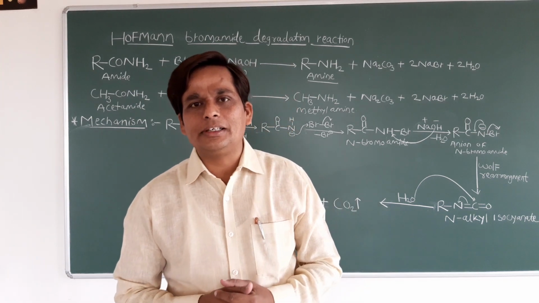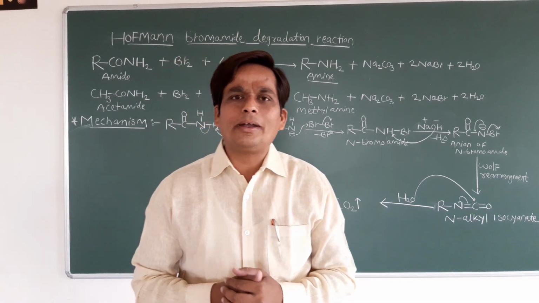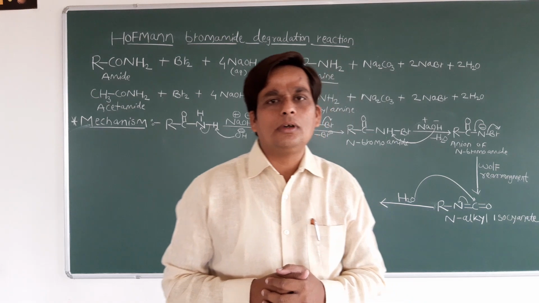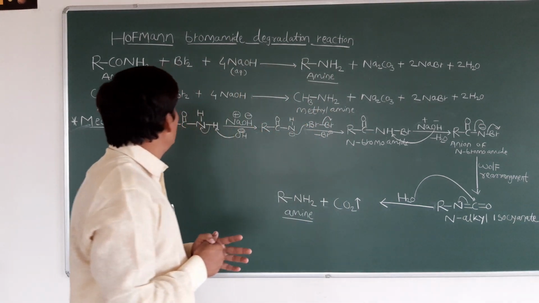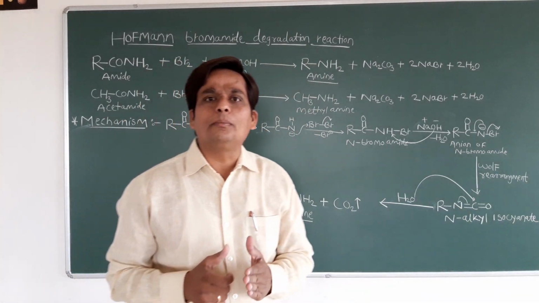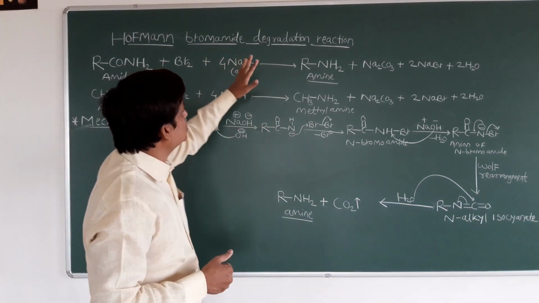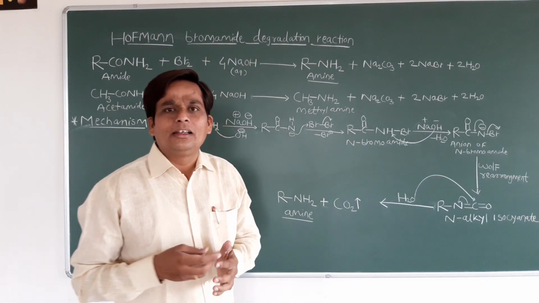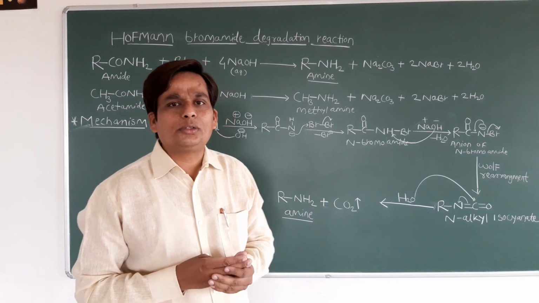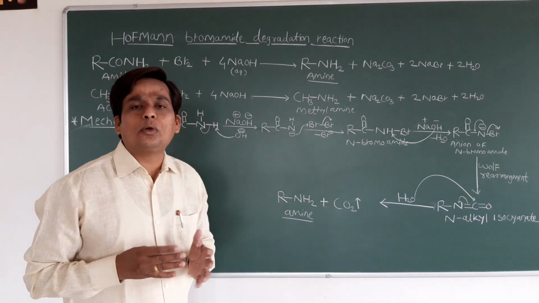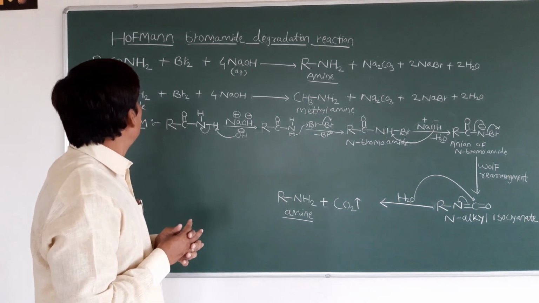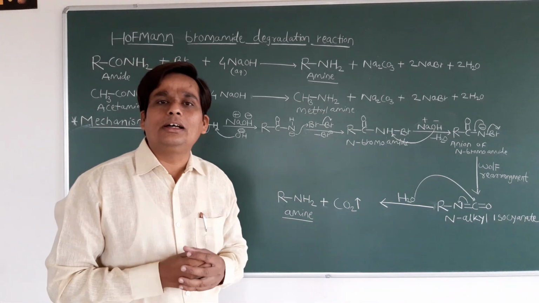Students, in today's class we will discuss the Hofmann bromide degradation reaction, from amines. Hofmann bromide degradation is a very important chemical reaction. Degradation means there is a reduction of one carbon atom. In this reaction, an amide gets converted into an amine group.